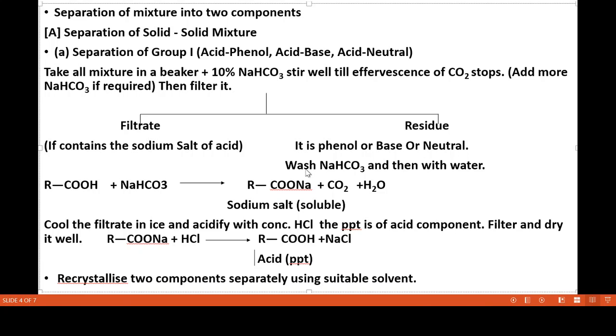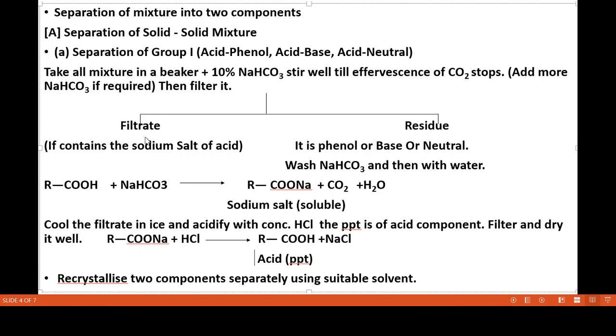That residue contains phenol, base or neutral compound. Wash this residue with NaCO3. Why do we wash again? Because if some acid is present on that residue, it gets washed out with the water. So this residue is nothing but our second compound. Okay. So we go to the first one, this filtrate.